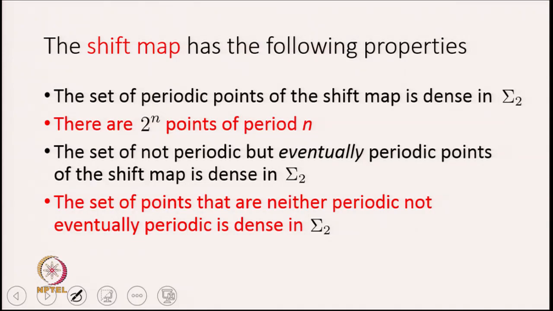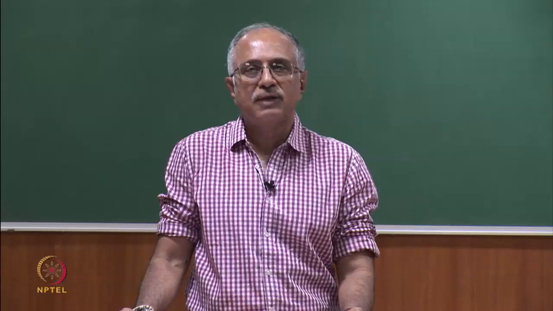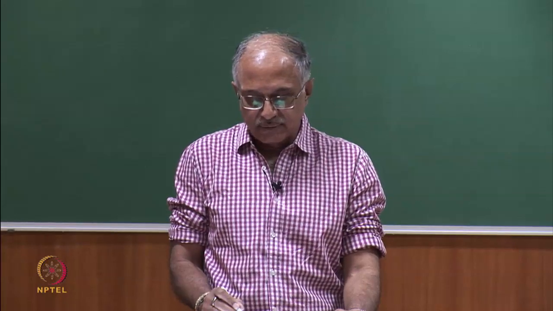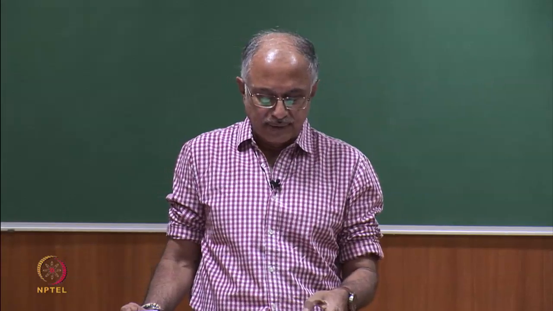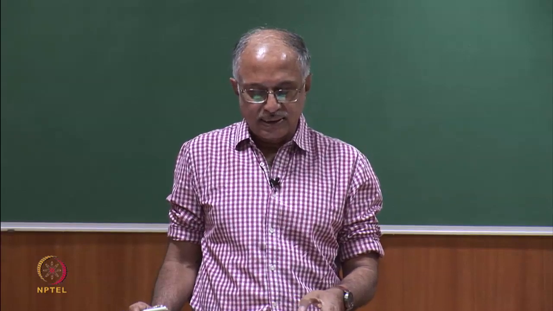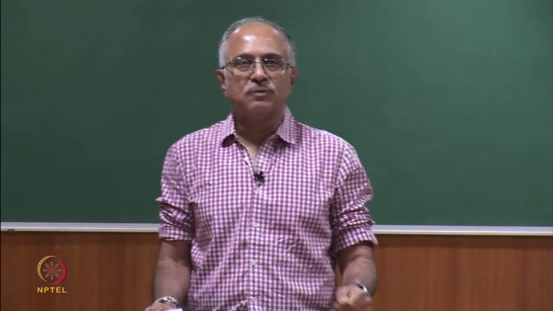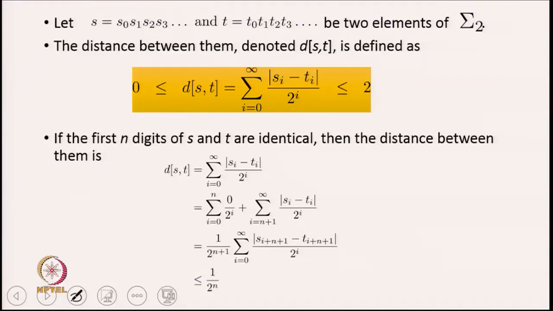Now, the shift map has the following properties. The set of periodic points of the shift map is dense in sigma 2. There are 2 to the n points which have got period n. The set of not periodic but eventually periodic points of the shift map is dense in sigma 2, and the set of points that are neither periodic nor eventually periodic, that itself is dense in sigma 2. A lot of what happens in sigma 2 is mirrored in what happens in our Bernoulli map, but importantly over here we can introduce the idea of a metric on sigma 2 by defining the distance between 2 points. This is easier on sigma 2 than to do it on the interval in some ways.